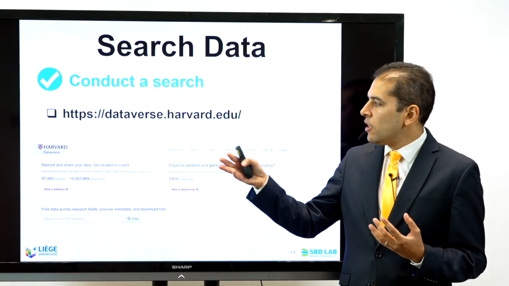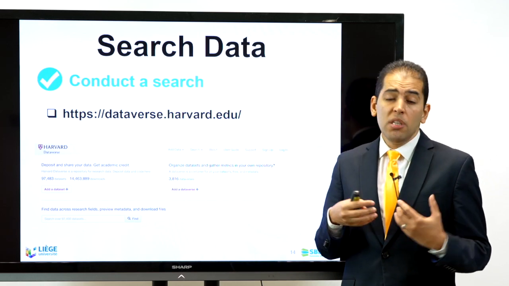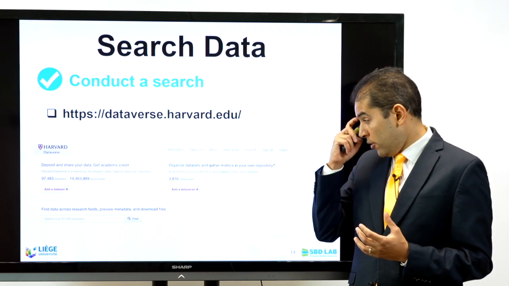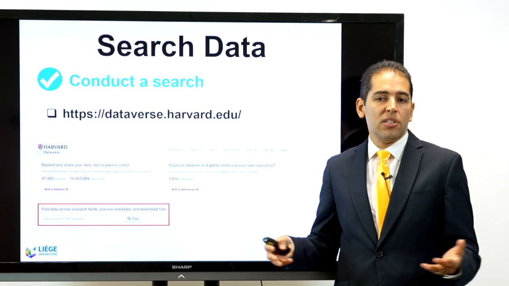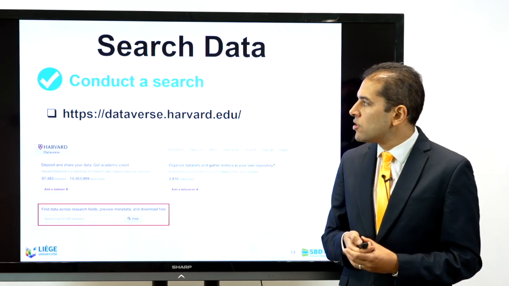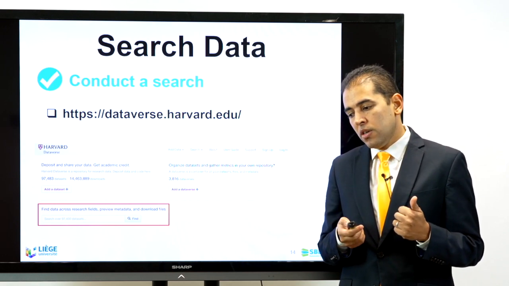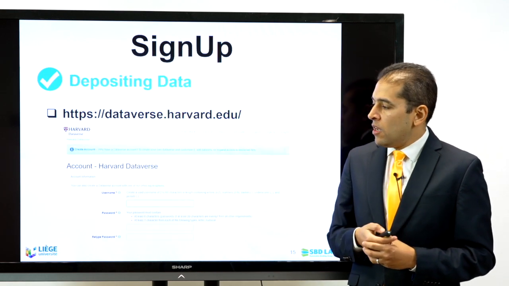You have to go to dataverse.harvard.edu, and you can start first by searching what already exists on this repository, using the search engine and checking what is available in relation to your research. You can use some keywords. Maybe you will find an already published dataset. So this is the first thing to do: using the Harvard Dataverse repository for searching existing datasets.